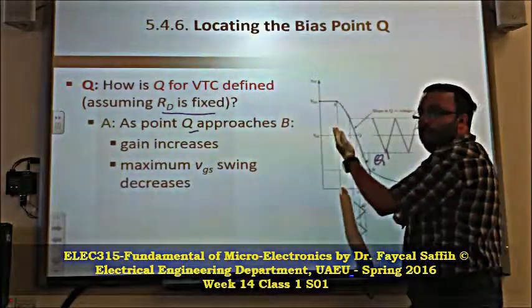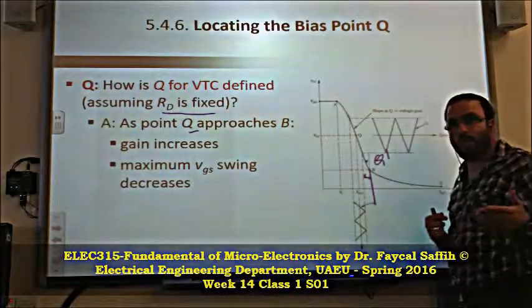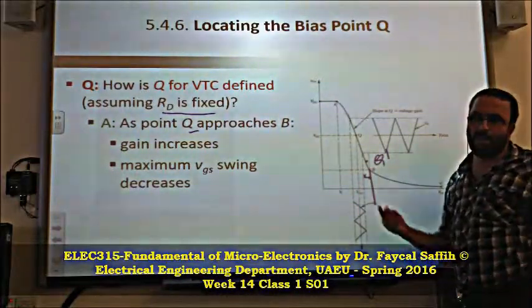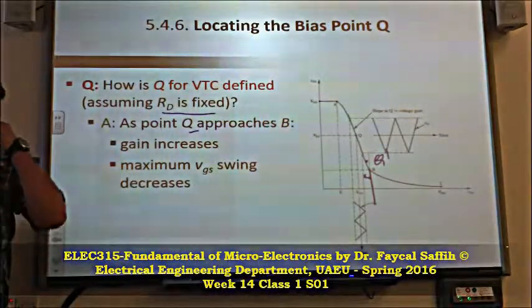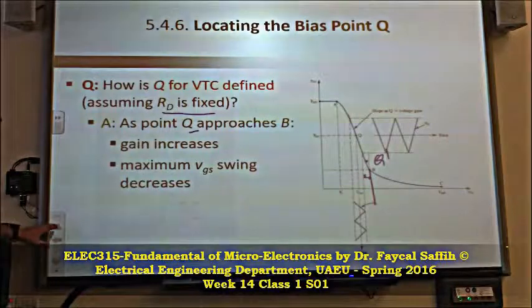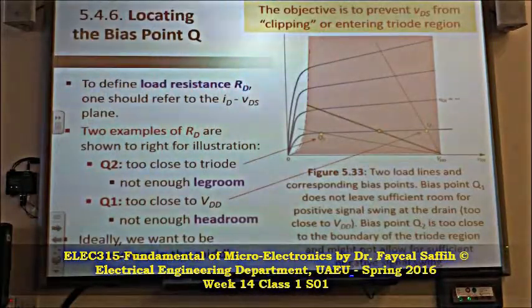Same thing for A, by the way. If we also approach A, the swing also has to decrease. So the best way is to put it in the middle. Got it? Good. Very simple, guys. It's not that big of a deal here.